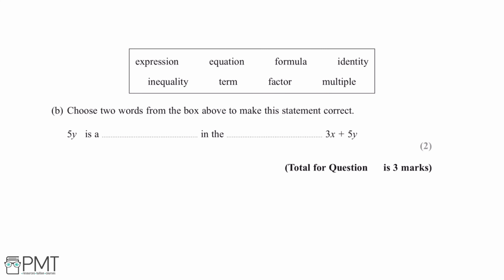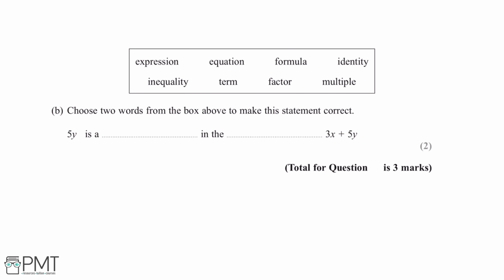Choose 2 words from the box above to make this statement correct. 5y is a blank in the blank 3x plus 5y. So it's helpful to understand what all these words mean in this box. An expression is something which won't contain an equals sign or an inequality sign, but contains at least 2 terms and must have a plus or a minus or both in.